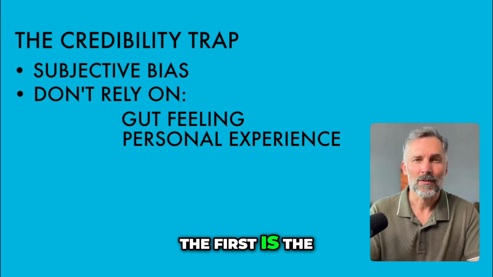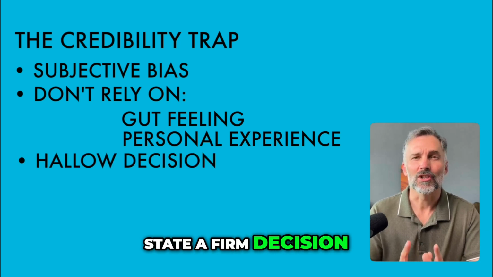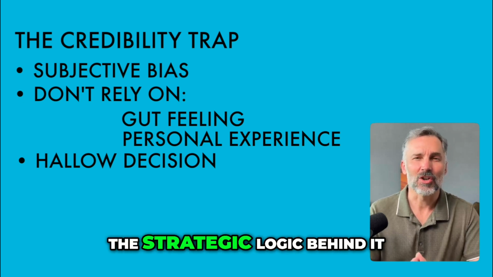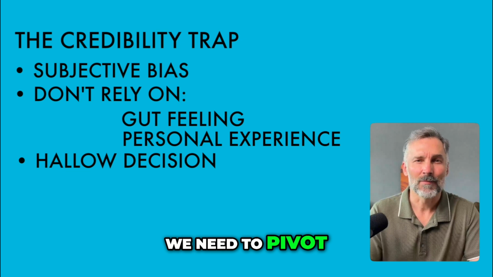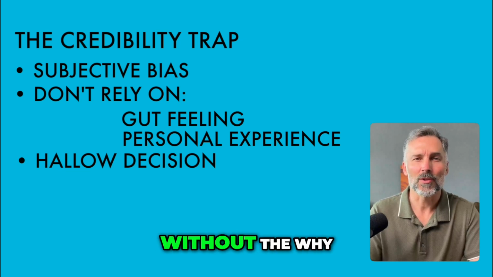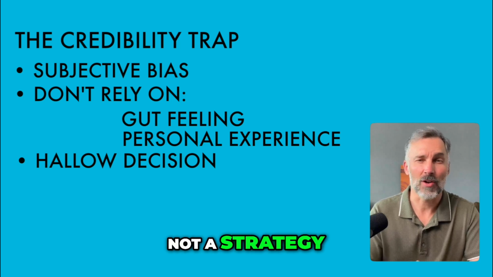The first is the hollow decision. This occurs when you state a firm decision but fail to explain the strategic logic behind it. You might say, "We need to pivot," and stop, without the why. Your team sees a mandate, not a strategy.